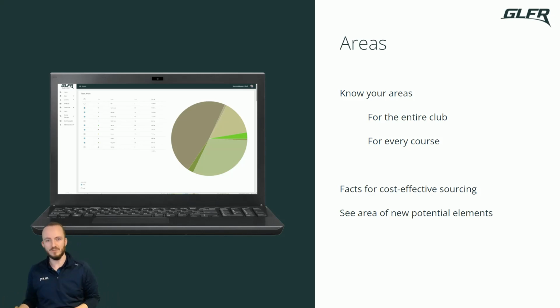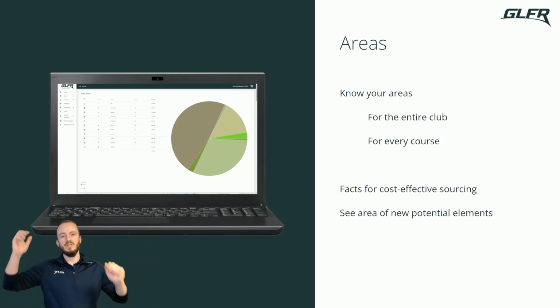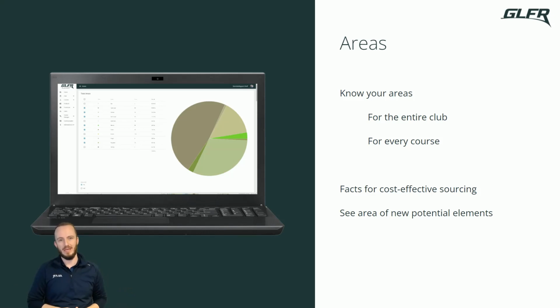How many greens do you have? What is the combined size of those? Your fairways, your foregreens, your bunkers, your lakes, everything that has an area in the platform is summarized here on this page. You can also scroll down on the page to see all the individual courses. So if you have, for example, an 18-hole course and a pay and play course, you can see those as separate entities in the platform.